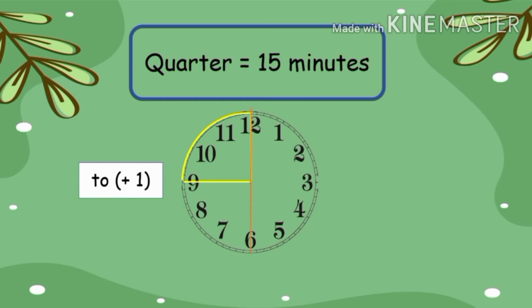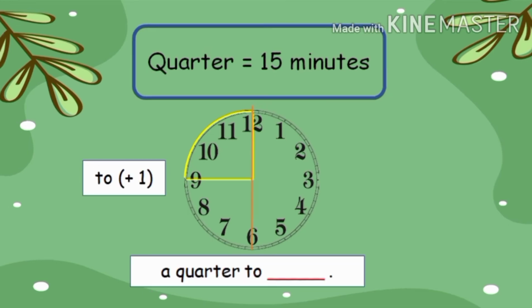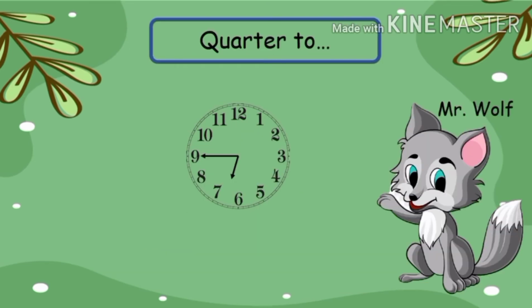So we can say a quarter to something. We are no longer using a quarter past, but we are now using a quarter to. A quarter to something depends on the shorthand. But for the shorthand we need to plus 1. Let's look at the example.